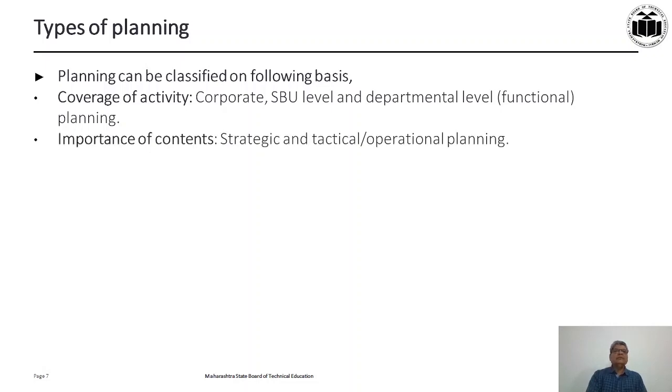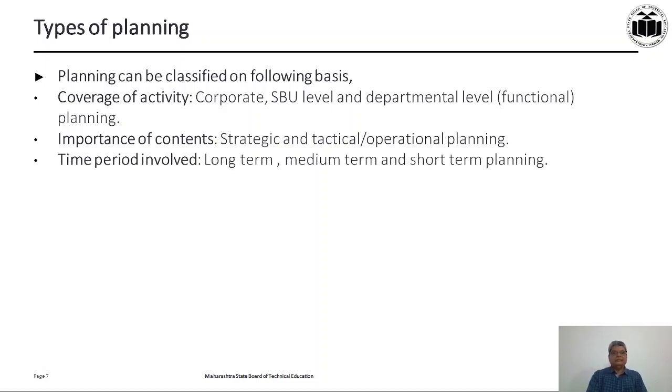The second type is importance of contents. There may be strategic planning, which is done by the top management for the entire business, and they are essentially long-term plans. Tactical plans are the departmental plans or functional plans, and operational plans are for actual execution at the shop floor level. So supervisors are mostly concerned with tactical and operational planning.